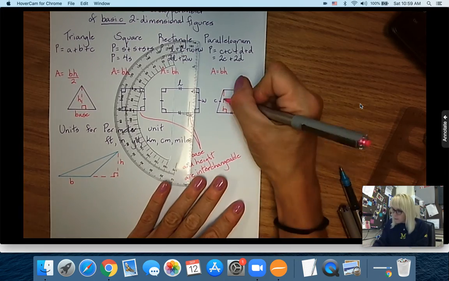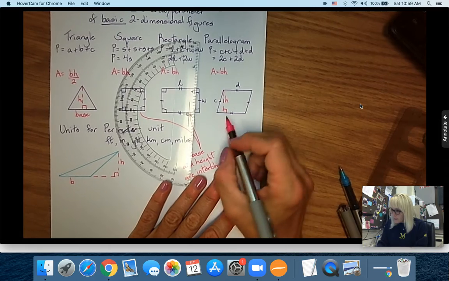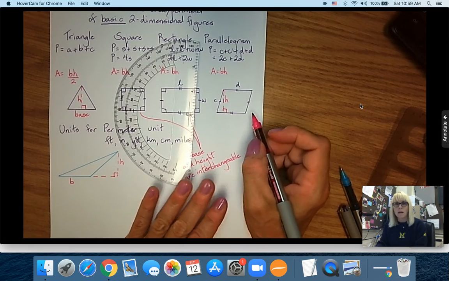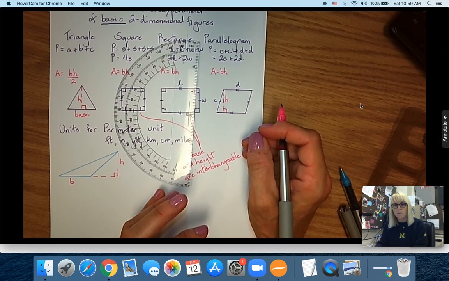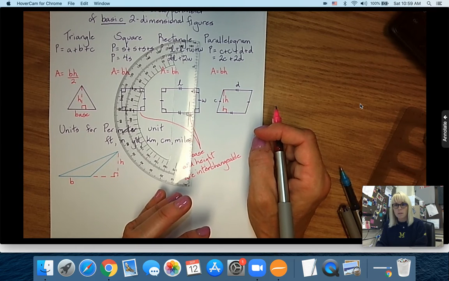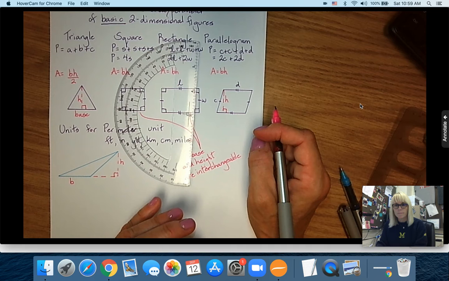And so if this is the height, then that would tell you the side that the height forms a right angle to is the base. Okay? So let's pause there for a quick question.